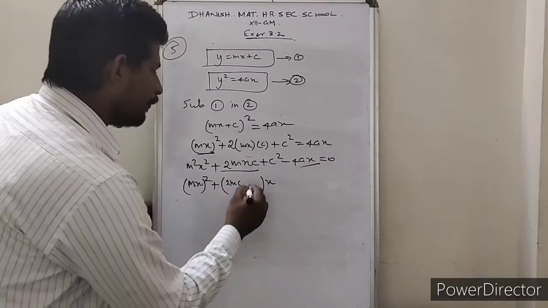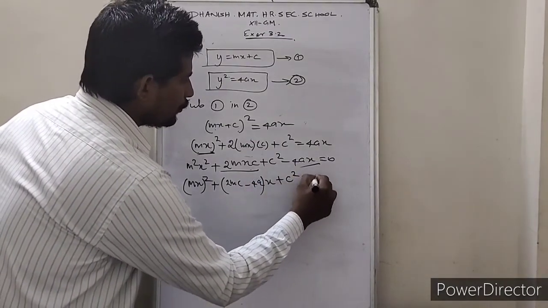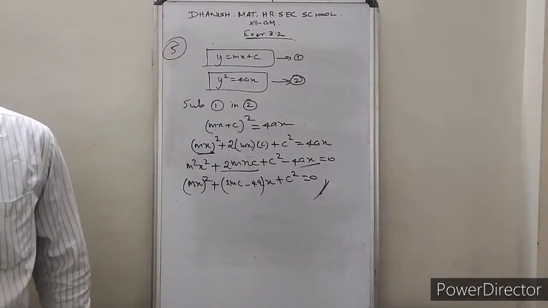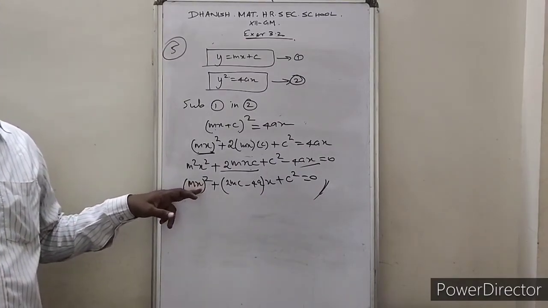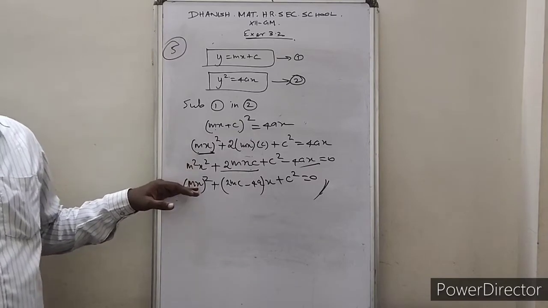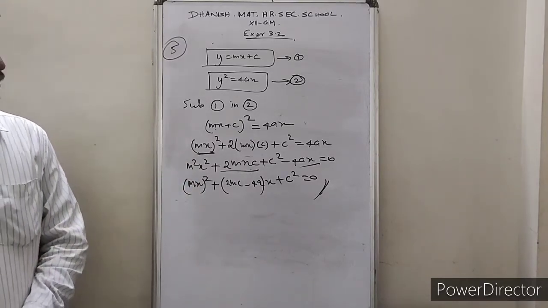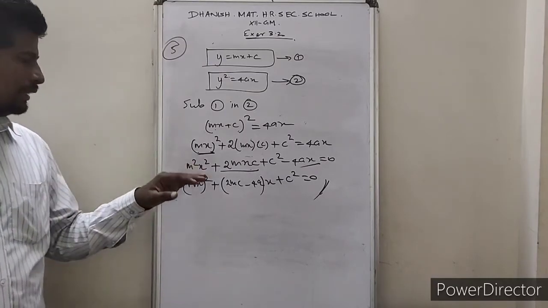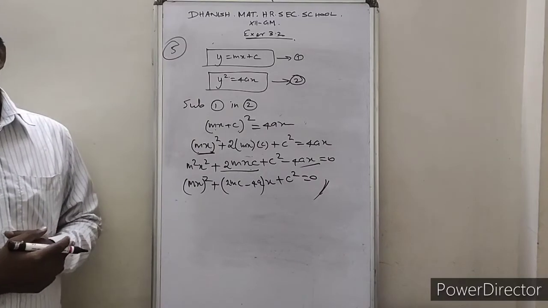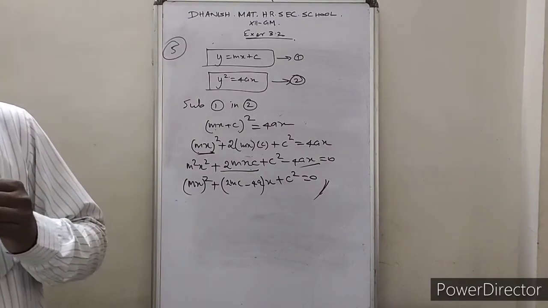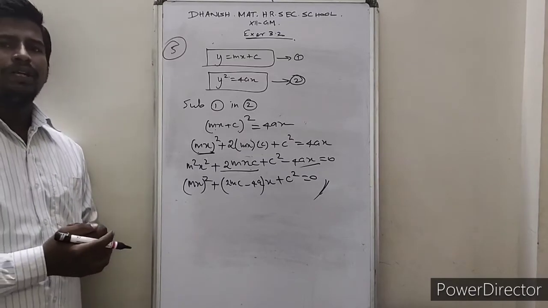We have 2mc minus 4a plus c square equal to 0, which is a quadratic equation. This quadratic equation cannot have more than 2 solutions. However, a straight line and a parabola cannot intersect at more than 2 points.